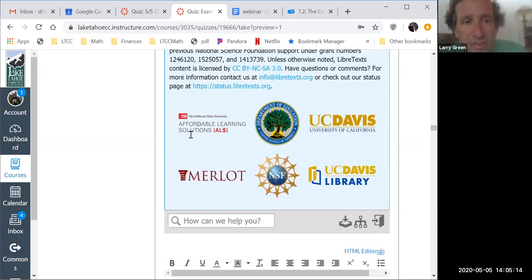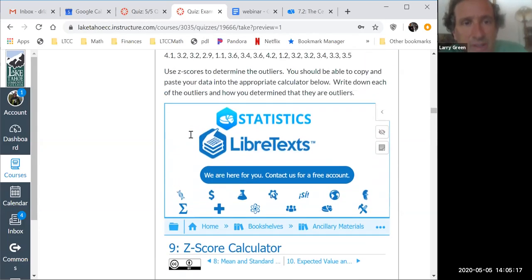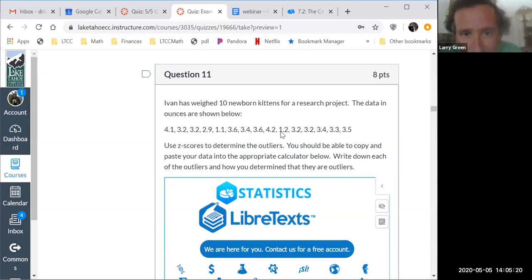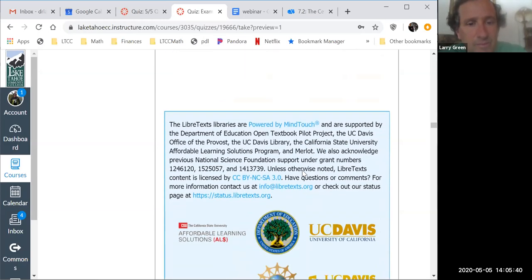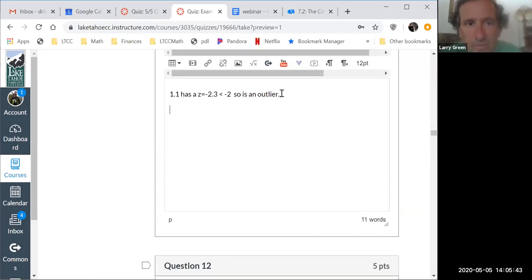All right, now let's go to the next lowest. We have to keep going until we don't get an outlier. The next lowest is 1.2. So let's go back to the calculator. Make that 1.2. I have to clear the z-score here. Now let's do it. And we have negative 2.2. So 1.2 has a z-score of negative 2.2, which is also less than negative 2. So 1.2 is an outlier.